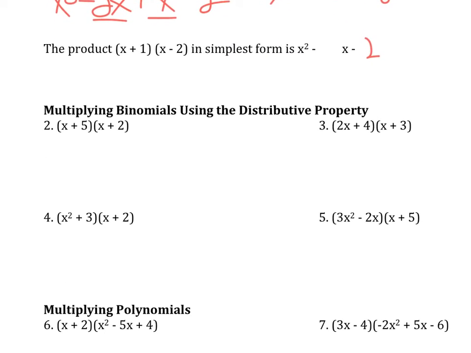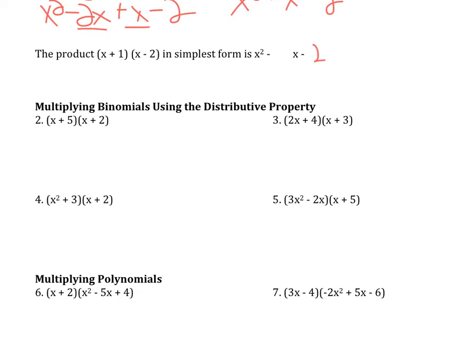Okay, so using distributive property, just continuing that idea, distribute each term, so x gets distributed into the x, that gives us x squared, x into the 2, that gives us 2x, 5 into the x, that's 5x, and 5 into the 2, which is 10. Combine our like terms, and we get x squared plus 7x plus 10.